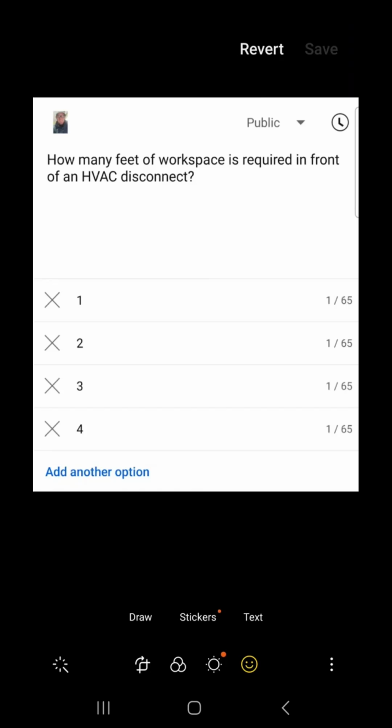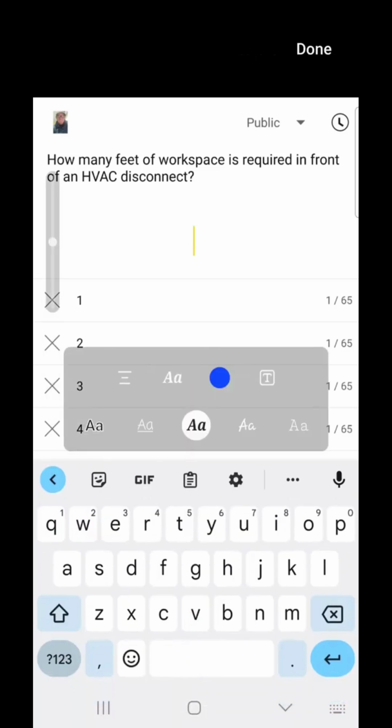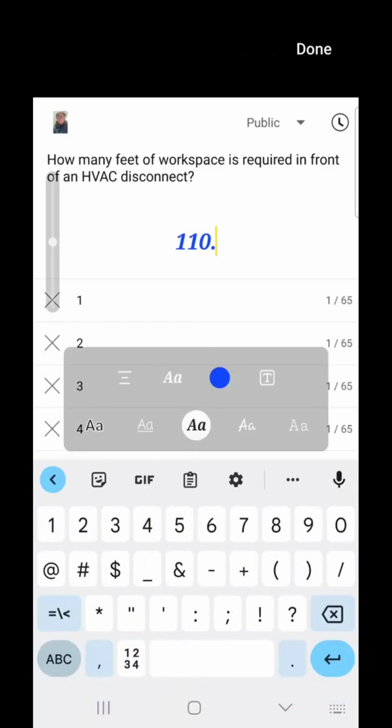How many feet of workspace is required in front of an HVAC disconnect? So what we're talking about in this case is the outdoor unit or indoor unit, doesn't really matter. But let's say we're at the outdoor unit and you have the disconnect mounted on the side of the structure. Well, how many feet is required in front of that disconnect for the working space? And we're going to find this one in 110.26, and we're going to find that it's required to be 3 feet.